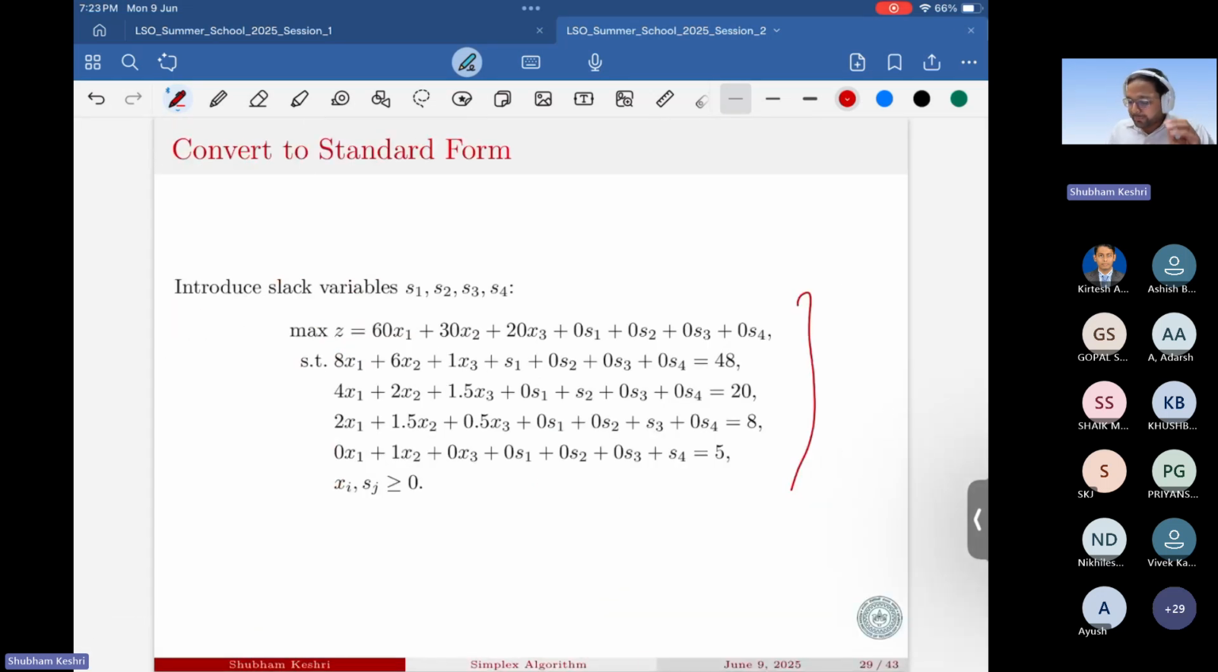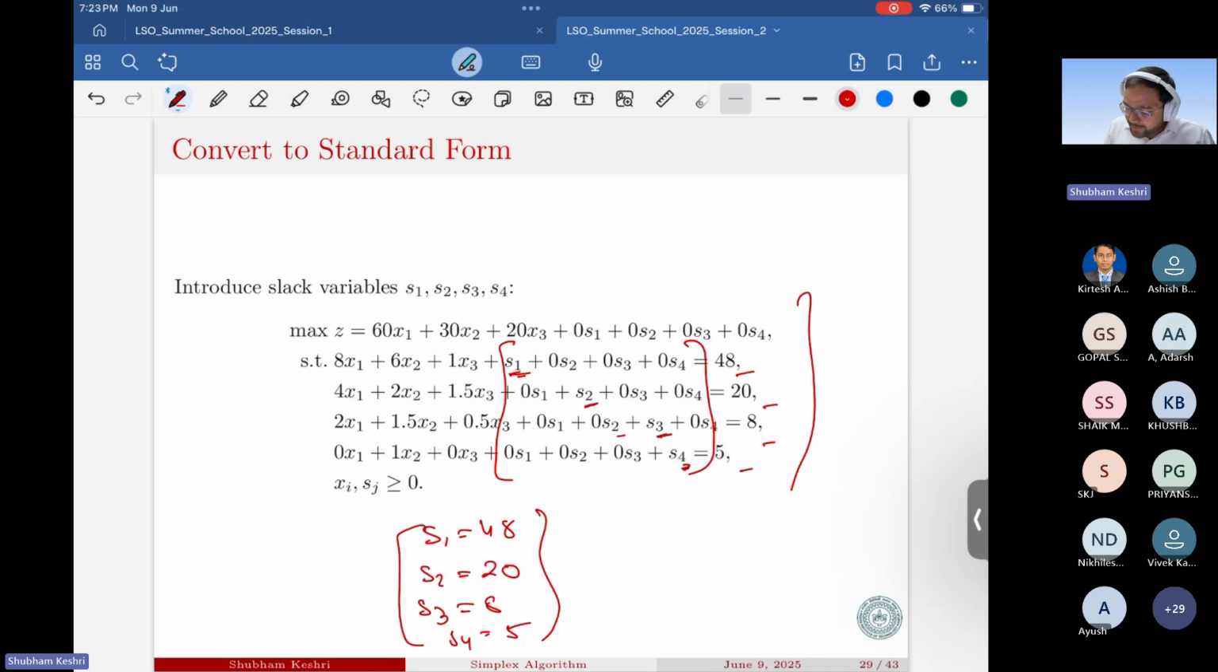I will not go into the theory, but what it says is that when you are introducing slack variables and you are coming via canonical form and then standard form, you will observe, and one more thing, the right hand side is positive. So all those things are there for this example. Okay. So what you will observe is these slack variables can become basic variables. So S1 you can take as 48, S2 you can take as 20, S3 you can take as 8, and S4 you can take as 5.